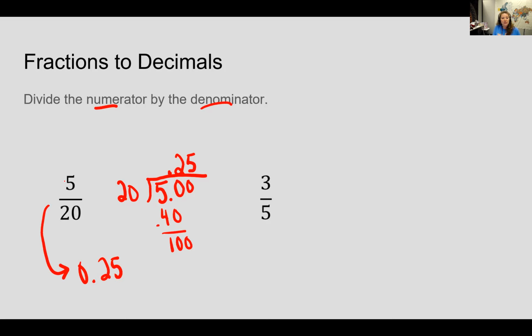Now, of course, we could have simplified 5 over 20. We could divide 5 and 20 by 5, and this is the same thing as 1/4. All righty. All right, so then the next one, 3/5.